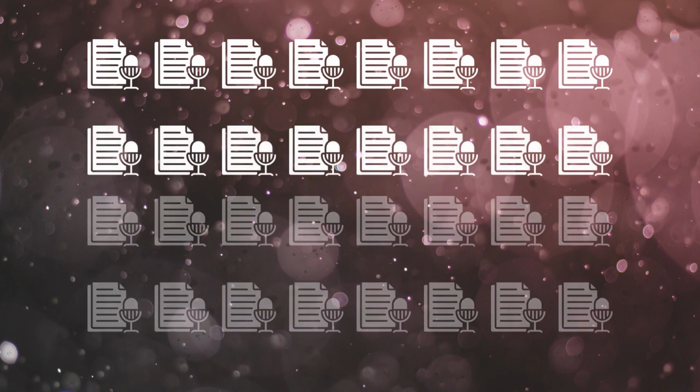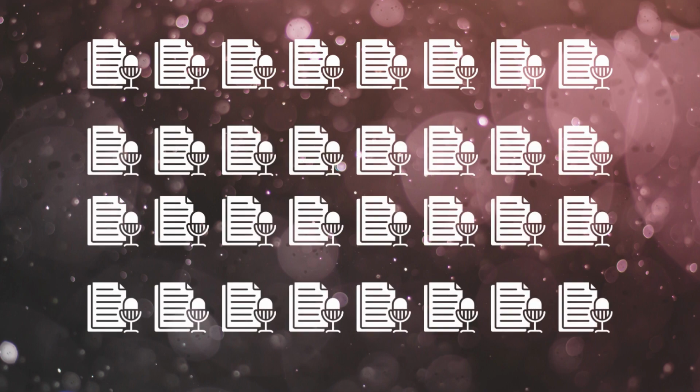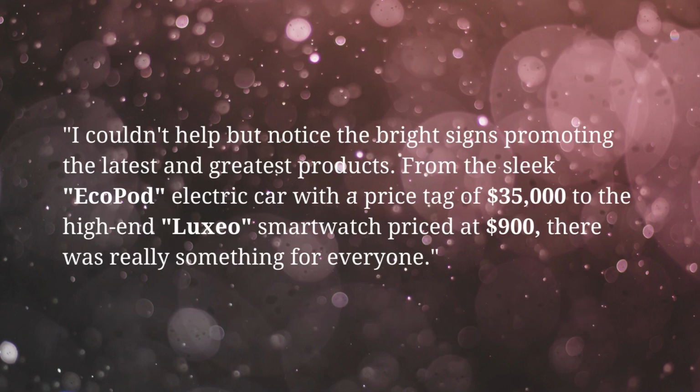Here's a simple example. Imagine you have hundreds of transcripts of influencers talking about products and prices, like this one. I couldn't help but notice the bright signs promoting the latest and greatest products. From the sleek EcoPod electric car with a price tag of $35,000 to the high-end Luxio smartwatch priced at $900, there was really something for everyone.